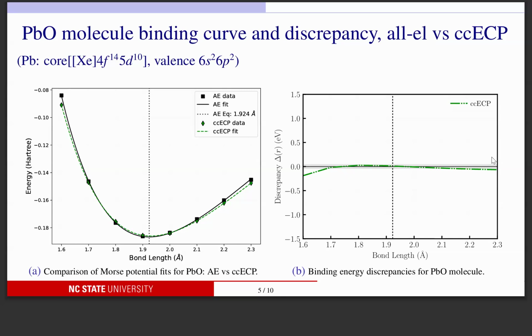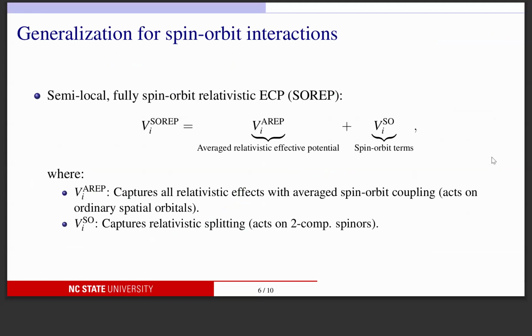So finally, to model spin orbit effects in the valence space, we designed pseudopotentials acting on both orbital and total angular momentum quantum numbers. Using a two-component spinor formalism, we generate spin orbit relativistic effective core potentials, which are an average relativistic effective core potentials that I talked about in the last slides. And we add spin orbit terms, and that way we can actually reproduce the full Dirac spectrum.